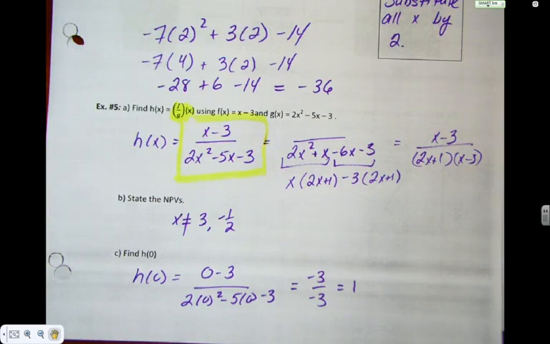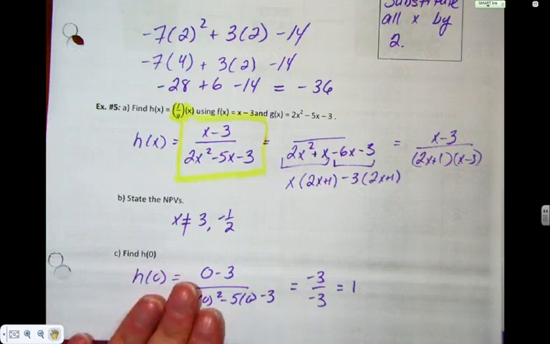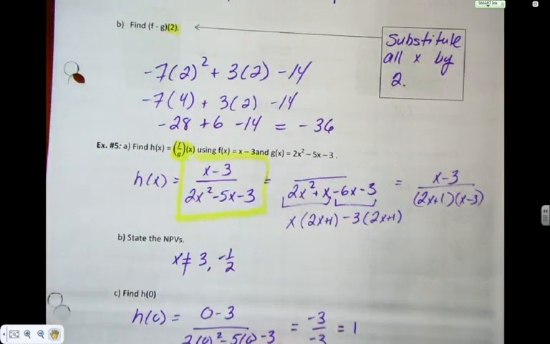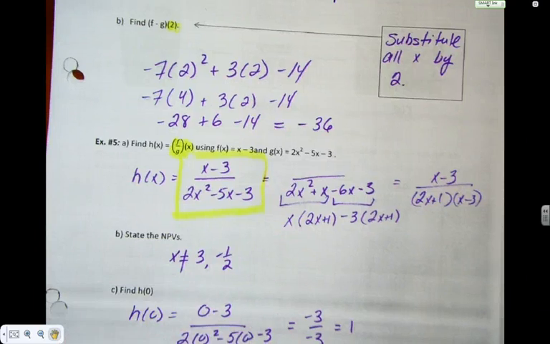So it's just to start to look at what happens when you divide a line by a parabola, what happens when you multiply two parabolas, what happens when you do a square root and a parabola, et cetera, et cetera. Don't overthink this. This is as hard as it gets. That's all they want you to do is just get what the functions look like, maybe calculate a value, maybe state an NPV. That's it.